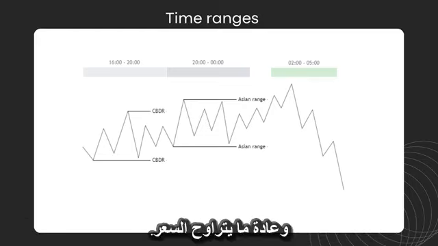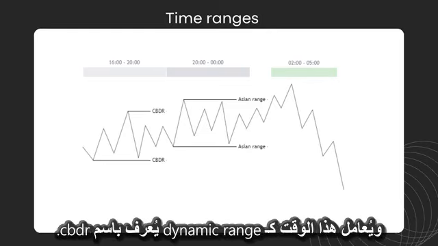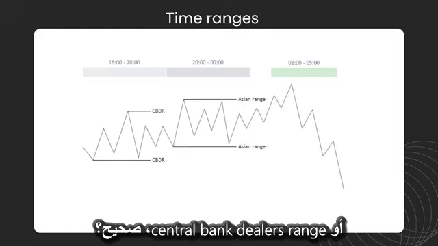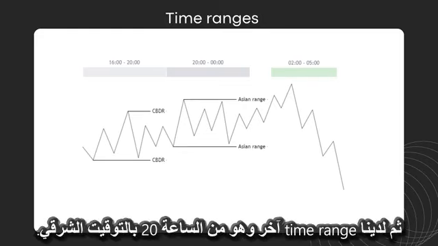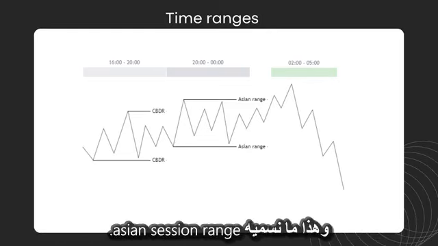Price usually ranges or forms consolidation during this time of the day, and this time is treated as a dynamic range known as the CBDR, or the central bank dealers range, right? Then we've got another time range, which is from 20 Eastern time to midnight, and this is what we call the Asian session range.